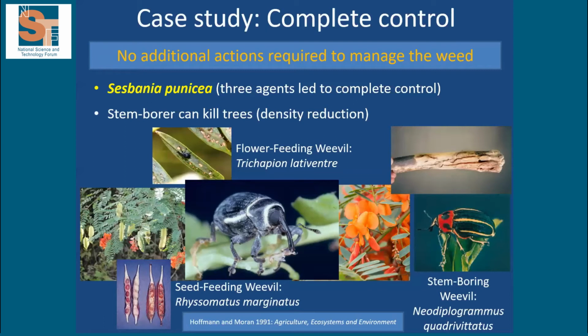There are 3 weevil species that are utilized for managing Sesbania, and the bottom right-hand one, that red, stripy, black and yellow one, is a very beautiful weevil species, and it's a stem borer and does have the potential to actually kill trees. So as a result of the combined impact of these 3 species on Sesbania stands, we effectively have now got complete control of Sesbania in Southern Africa, in the Western Cape and the Eastern Cape.